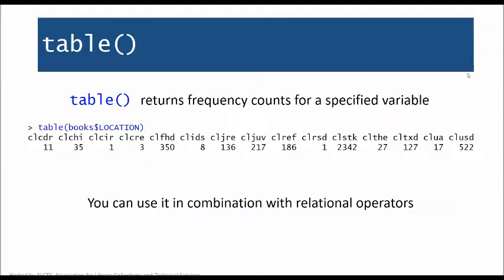You can also use table in combination with what are called relational operators, like greater than, less than, or equal to. So here what I'm saying is I want a table of books$total_checkouts where the total checkouts are over 50. What it's doing here is evaluating each element of the total checkouts vector, and it's saying true or false. Is it more than 50 or not? If it's more than 50, that's returned into the true. If it's not, it's returned into the false.